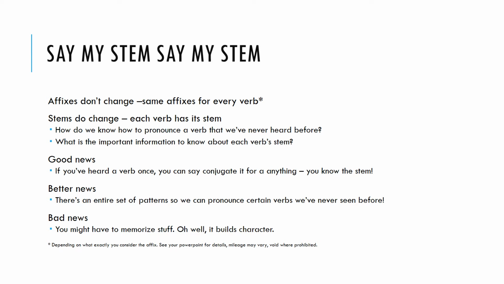Even better news is that for certain kinds of verbs, there's a memorizable set of patterns so that even if we've never seen that verb before, we know exactly how to pronounce it because we know that it's part of this set of verbs. The only bad news is you're going to have to memorize what that set of verbs is. You're not going to have to memorize it right now, but you should start. We're going to start learning what it means.